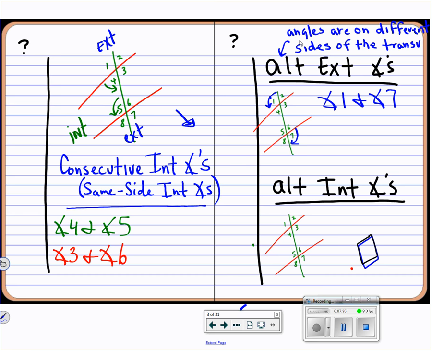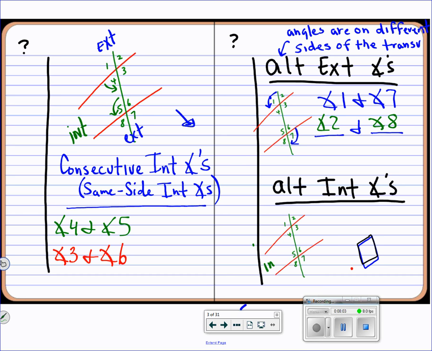Is there another pair? See if you can check to see if there's another pair of alternate exterior angles that matches what we just described. Put me on pause if you need to. I recognize angle 2 and angle 8 fit the description that I just described. All right, let's go on to alternate interior angles.